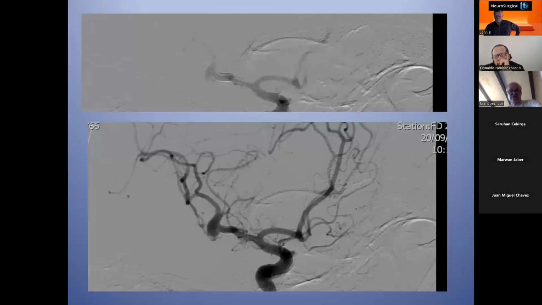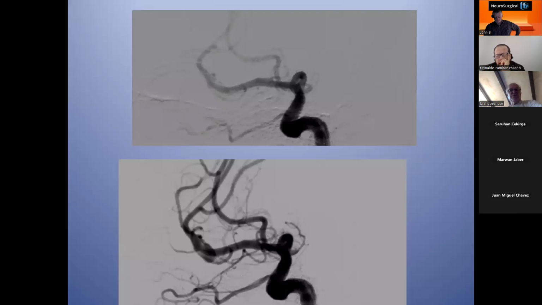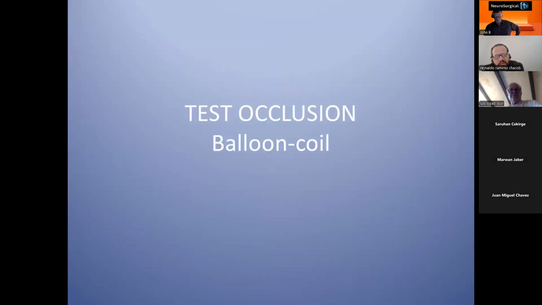This is before the aneurysm. This is after. Before, after, totally closed. Also, when you have a big aneurysm, I prefer to start with a test occlusion with balloon or coil.